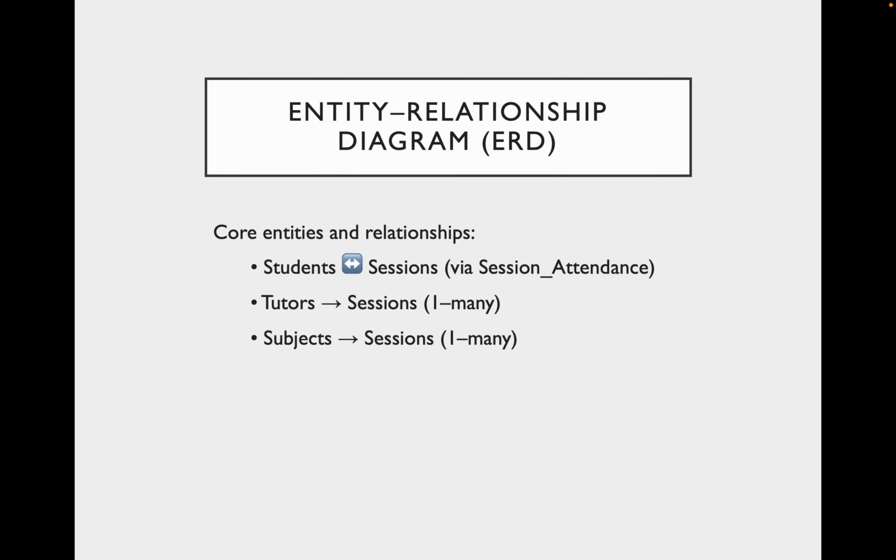Here is the entity relationship diagram. I designed 5 core tables: students, tutors, subjects, sessions, and session attendance. Each table represents one type of object. Students and tutors store basic information. Subjects describes what is being taught. Sessions store each tutoring meeting. That includes date, time, tutor, duration, and subject.